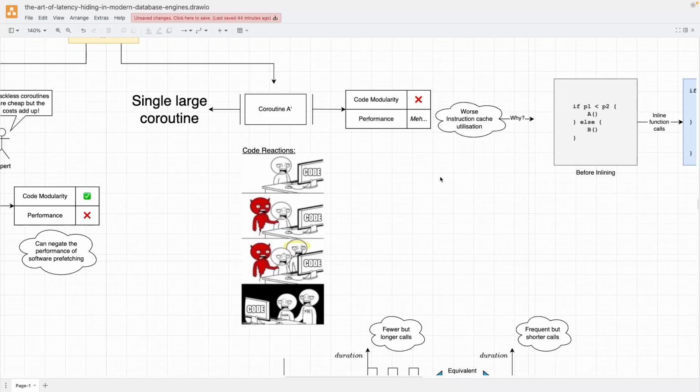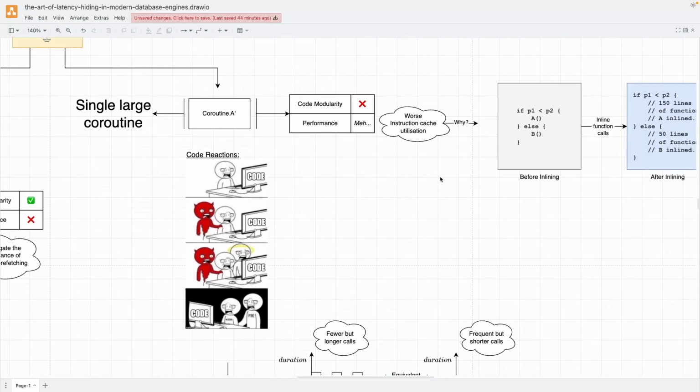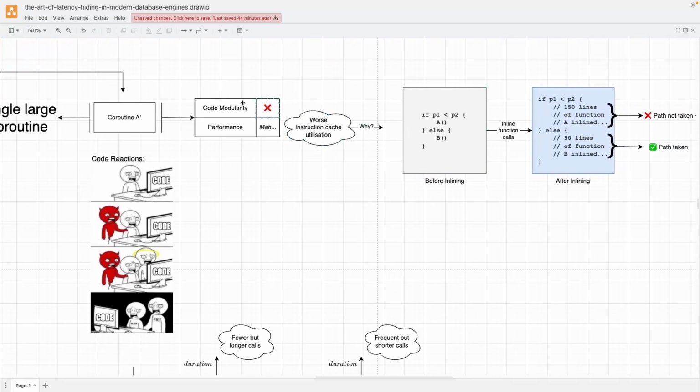So what about your performance? Did you get good performance at least? Because there has to be some trade-off, right? There has to be some win at the end of the day. So the reality is your performance is all right.